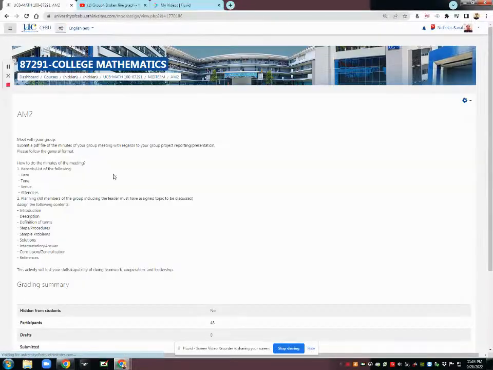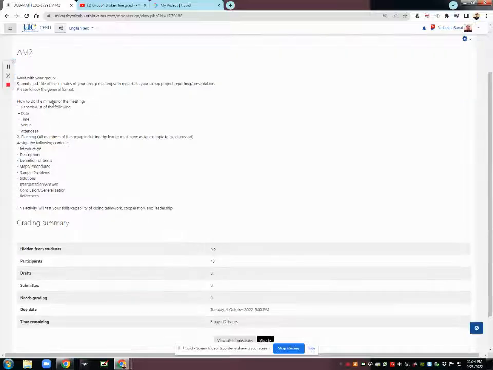assignment midterm number 2. For our assignment midterm number 2, you're going to submit the minutes of the meeting. You're going to meet up with your group. So please, leaders, be responsible. The same pattern as what we did in our prelim project. So meet up with your group. You're going to record the minutes of your meeting individually and then submit. Make sure you submit the PDF file.